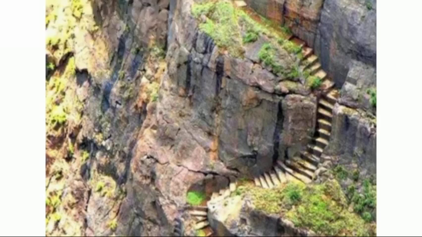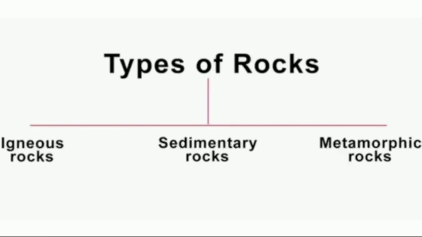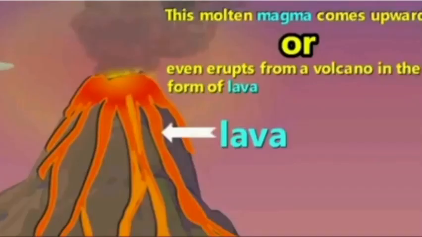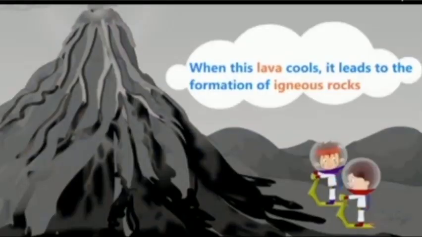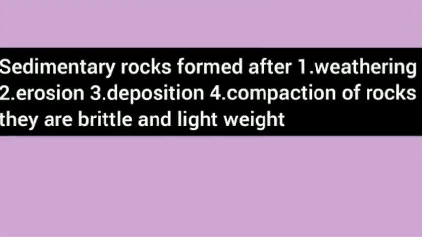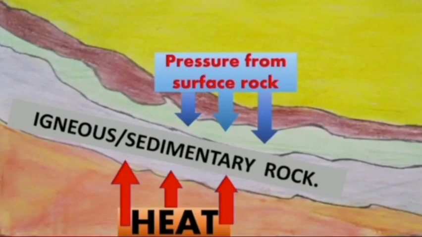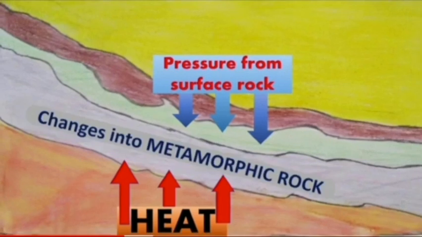There are three types of rock: igneous rock, sedimentary rock, and metamorphic rocks. Let's learn about each rock. In igneous rock, the molten magma comes upward or even erupts from a volcano in the form of lava. When the lava cools, it leads to the formation of igneous rocks. Sedimentary rocks formed after weathering, erosion, deposition, and compaction of rock. They are brittle, lightweight. The pressure from the surface of rock like igneous and sedimentary rock and the heat changes into metamorphic rock.